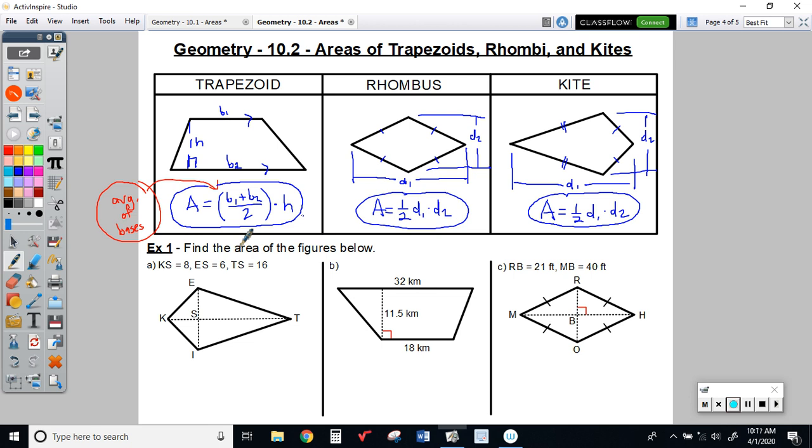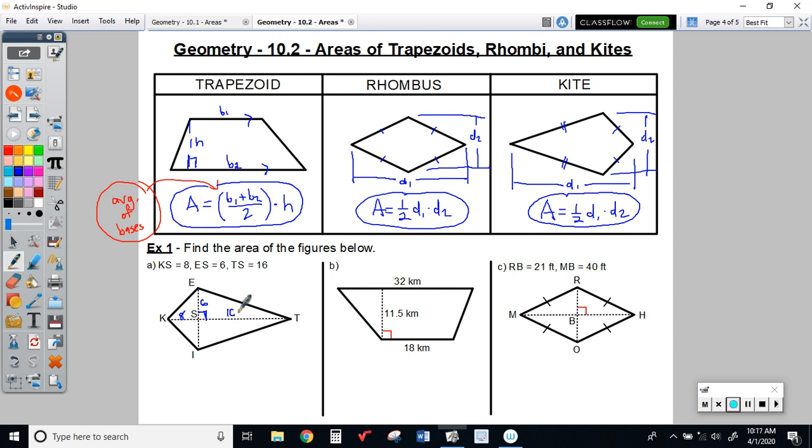So let's check out example 1, broken into 3 parts here. We're given this information. KS is 8, so why don't I label that as I say it. ES is 6, right there. A kite, hopefully something you remember from our quadrilaterals chapter. A kite has perpendicular diagonals, so I'm going to put that in there. That may be useful in particular problems dealing with these types of things.